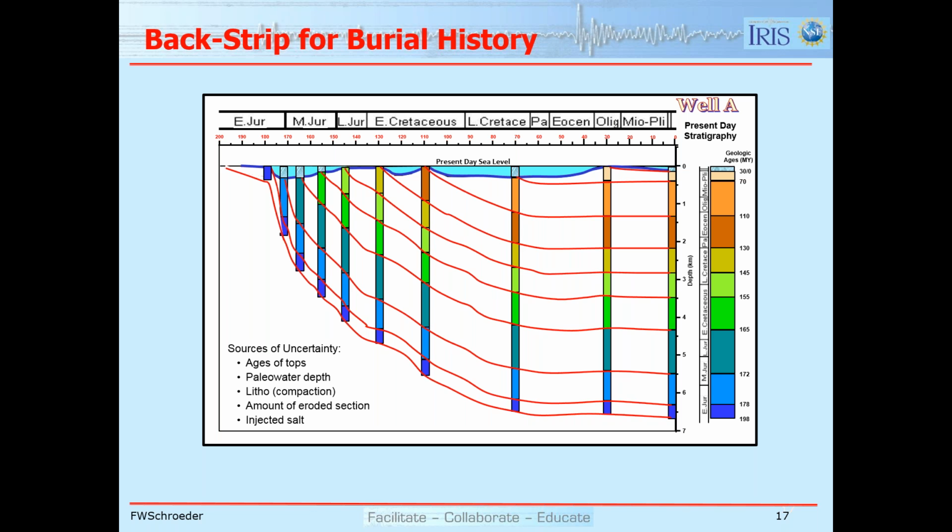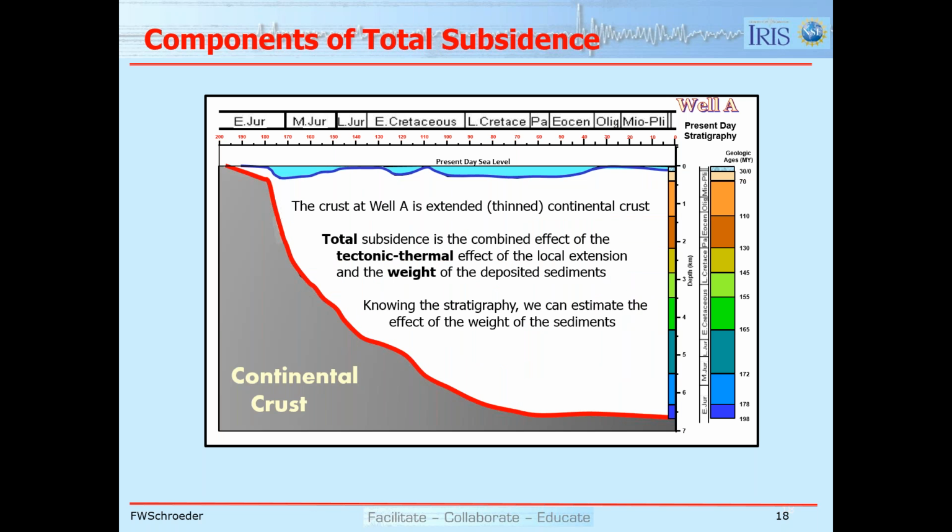And then we could have something injected like salt or volcanics. So there are some complications that we may have to include in our model. And this, of course, is a one-dimensional model. If we know what the total subsidence of all the deepest, oldest sediments are, that tells us something about how the basin formed and then filled.